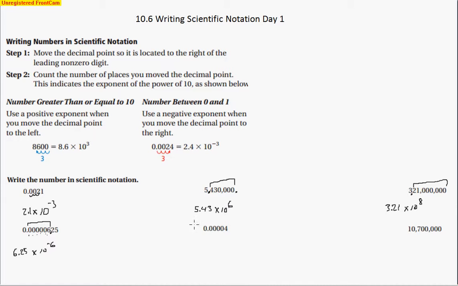And on this next one, I've got to move the decimal point to the other side of the 4, to the right of the 4. So I can just write 4 times 10, and then I count the spaces: 1, 2, 3, 4, 5 spaces. So a -5 there. This one, the decimal point goes between the 1 and the 0.